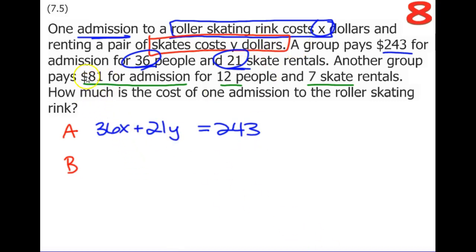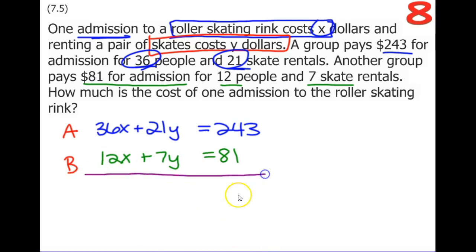Then the second group, must have been less of them, yep, only 12 people, cost a total of $81. So 12 people here times the cost of admission, plus only 7 of them needed skates, so 7 times Y. So we need to figure out what's X and what's Y. So we can't just add these up right away. We need to multiply one or both of our equations.